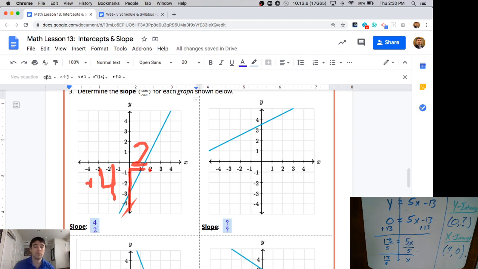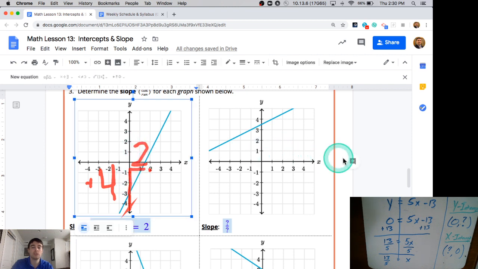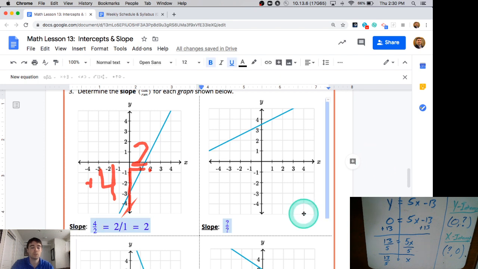4 over 2 can be simplified. That slope could be simplified to 2 over 1, or you could simplify that further just to say a slope of 2. All that really means is that on this graph, every time we go up by 2 units, we go right by 1 unit. The y will keep gaining 2 units each time the x gains 1 unit. So hopefully that makes sense. Again, the big key for graphs: you're going to need 2 data points to measure slope, and you're going to measure rise over run.